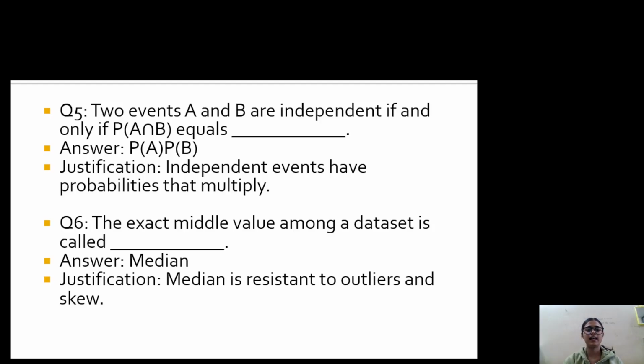Next, the exact middle value of a data set is called dash. So the middle value is known as median. Median is a value that divides the data set into two equal halves. It is useful when data has outliers like extreme values because median is stable.